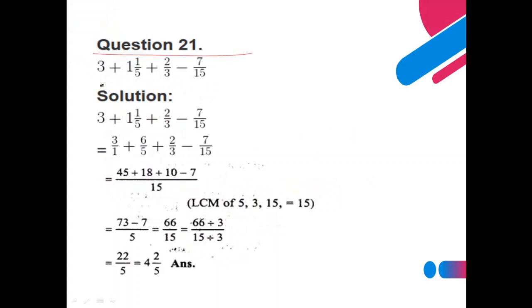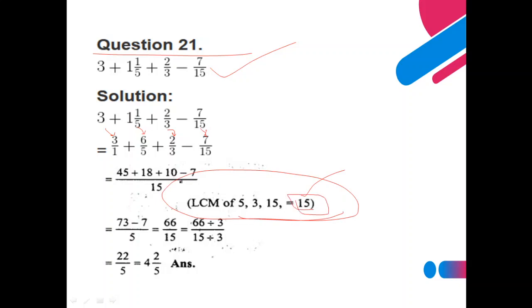3 plus 1 upon 5 plus 2 by 3 minus 7 upon 15. This question also belongs to the same concept. 3 upon 1 we are writing, and plus 1 upon 5 was converted into an improper fraction. We are writing 6 upon 5, then plus 2 by 3 as it is, minus 7 upon 15 as it is. And then after we have to find the LCM of 5, 3 and 15. So what is the LCM of 5, 3, 15? As you know, 15 is our LCM.